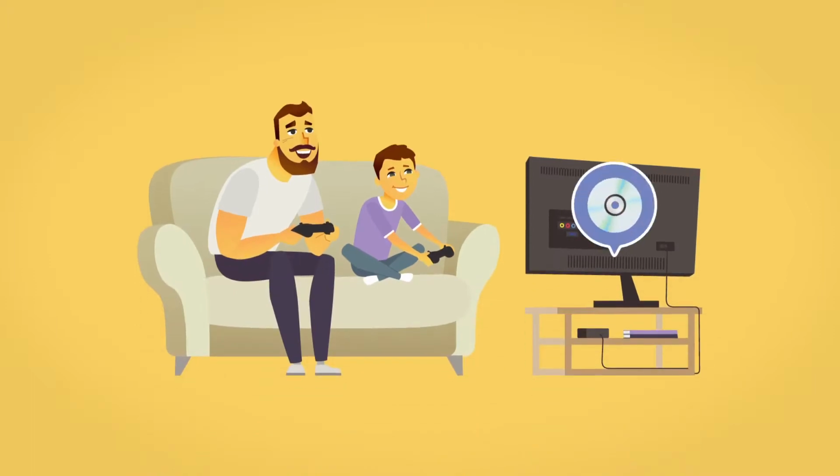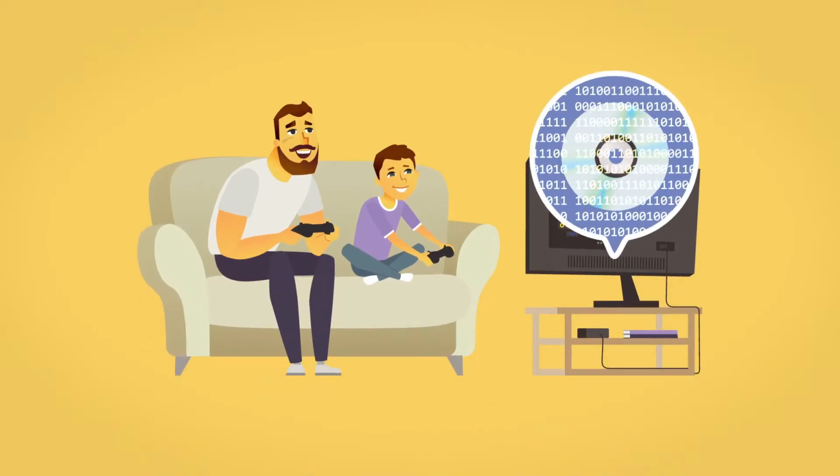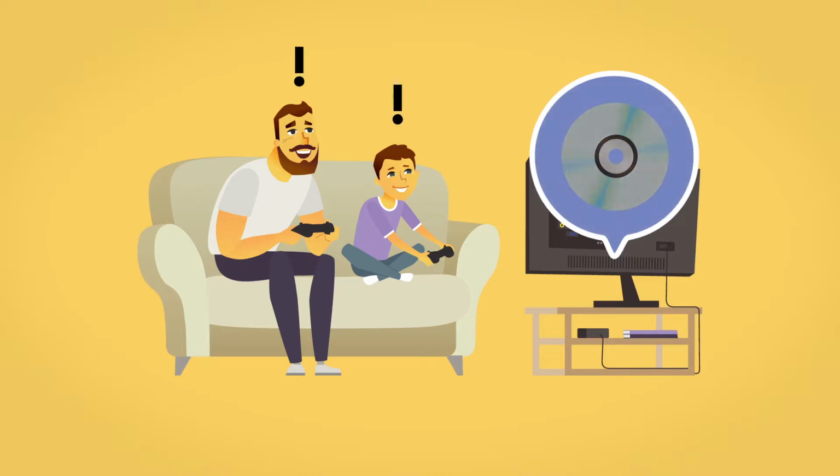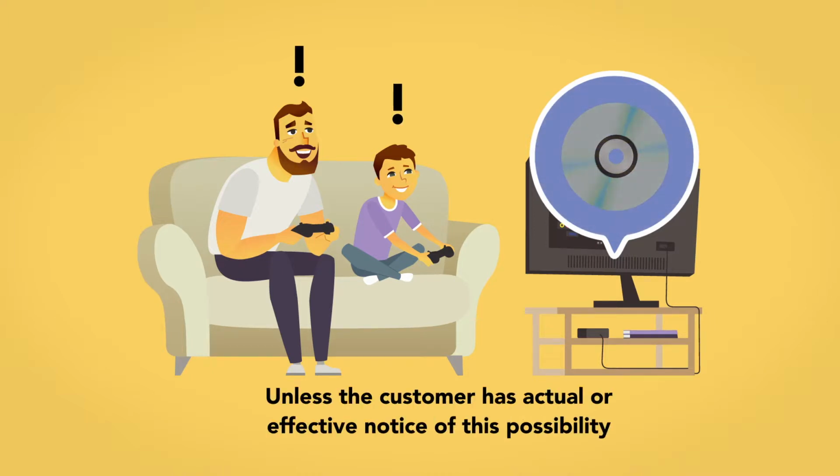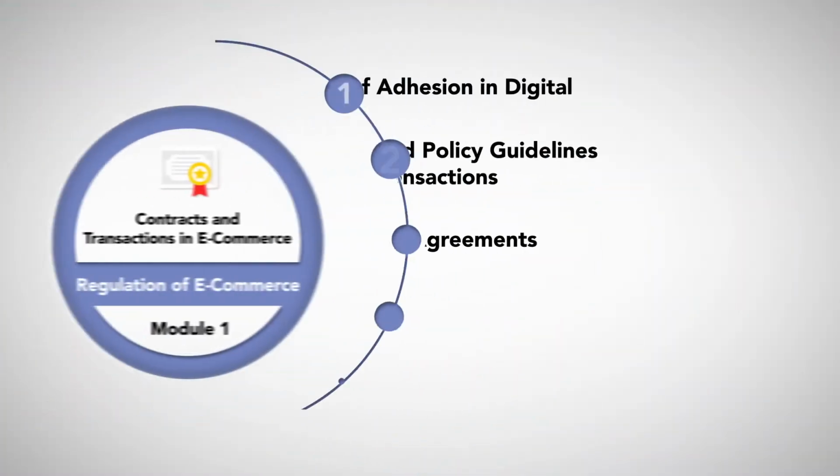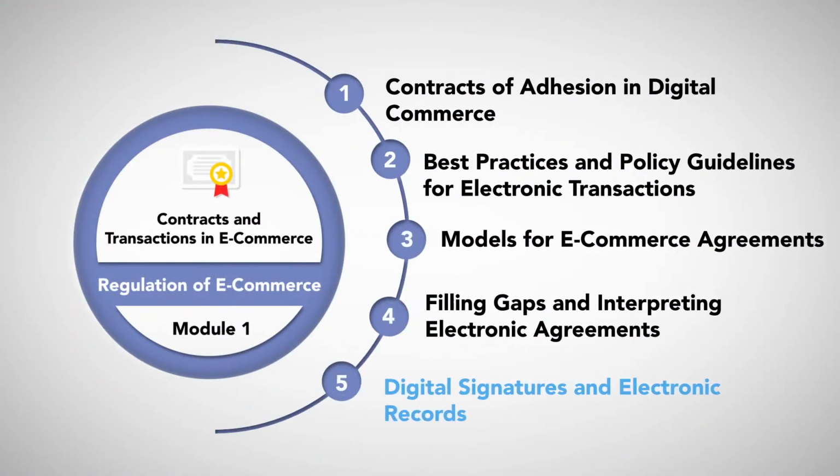Additionally, the rule stipulates that providers of software that provides electronic services cannot program the software to disable itself automatically unless the customer has actual or effective notice of this possibility. Digital signatures and electronic records.